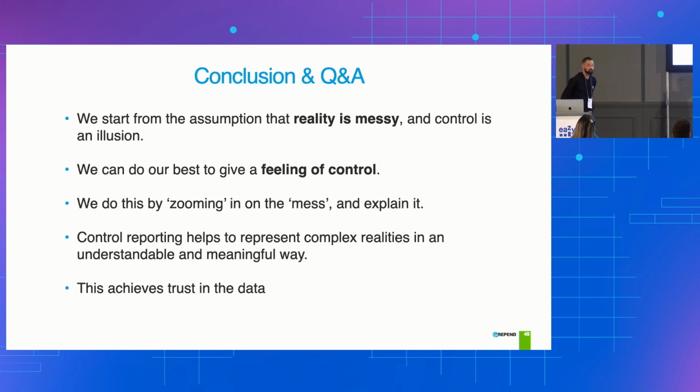I want to conclude with what I learned from all of this. I think it's a given that reality often is pretty messy. I think control is an illusion in itself. We can, however, try to achieve some kind of a feeling of control. We can do this by zooming in on the mess and explaining it. At least that gives some peace of mind. And control reporting can help do that. I hope the last sentence makes sense to you, as this is the underlying theme for me.